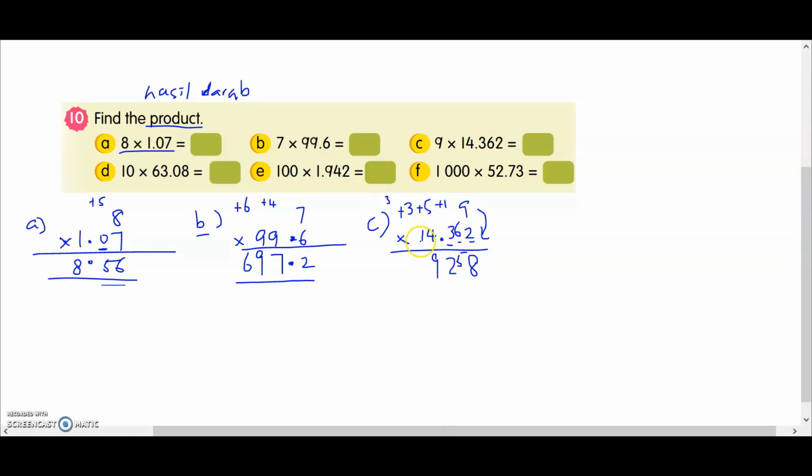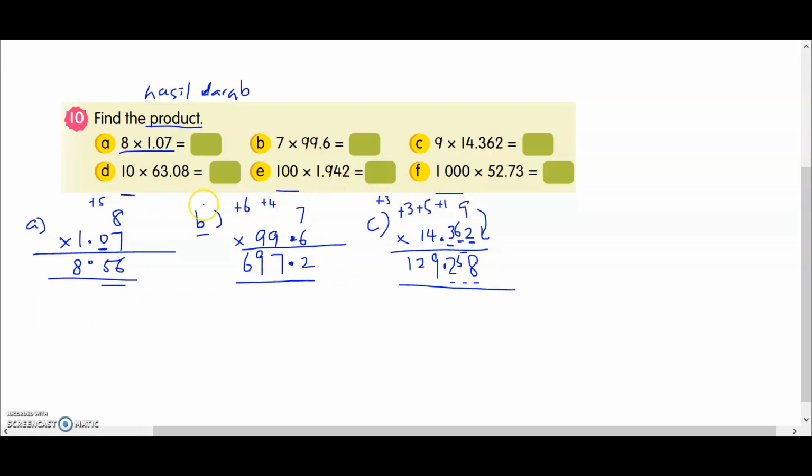9 times 1, 9. 9 plus 3, 12. Okay, decimal point, 1 place, 2 places, 3 places, point. So you get 129.258.